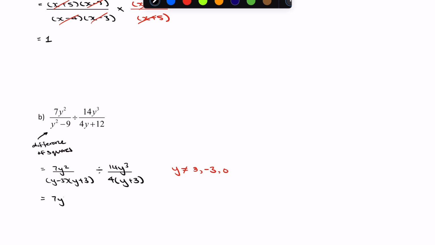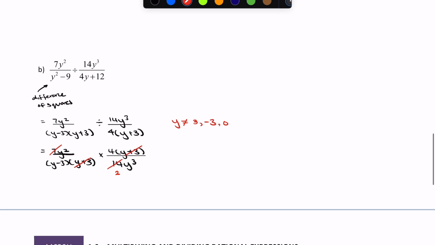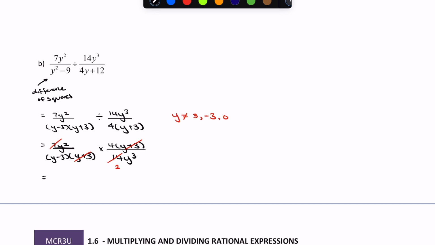So now we'll flip the fraction. So here we'll have 4 times y plus 3 over 14y cubed. And now we can simplify some things here. So here at the 7 and 14, we can simplify that. So that'll be left with 2. Y plus 3, we can cancel that out as well. And our final answer will be 2 over, so 4 divided by 2, which gives us 2, over y times y minus 3.